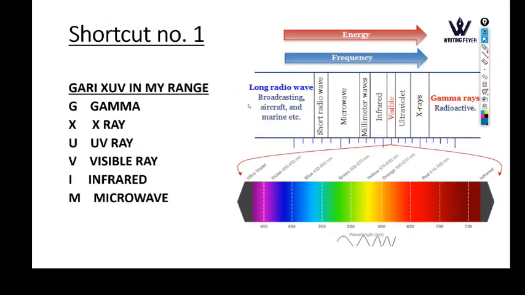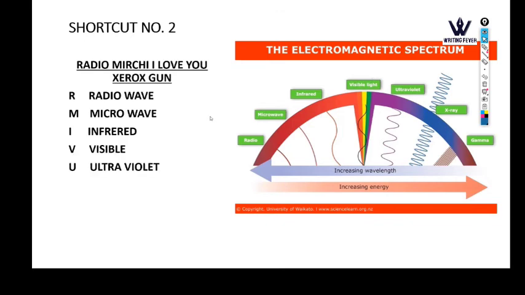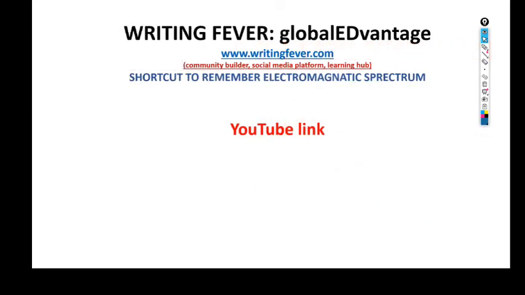That is Gary XUV invariance, that is Z for gamma, X for X-ray, U for UV ray, V for visible ray, I for infrared, and M for microwave, as well as from shortcut number 2, that is Radio Mirchi I Love You Xerox gun, that is R for radio wave, M for microwave, I for infrared, V for visible, U for ultraviolet, X for X-ray, and Z for gamma ray. So that is all for today.